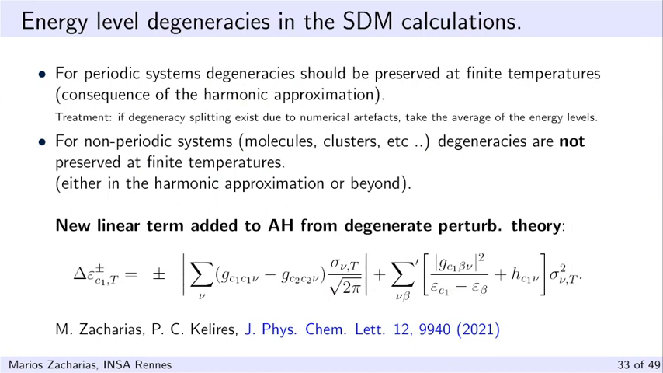I would like to stress a point here, that when you have degeneracies in these systems, for periodic systems, for example, because when you use finite displacements, you'll have some finite size effects, and these degeneracies will most likely be lifted. So you need to actually take the average, because that would be a numerical artifact. However, for non-periodic systems, when we displace the structure along each phonon mode, we need to actually account for degenerate perturbation theory and include a correction in the Allen-Heine theory that accounts for this degeneracy splitting.